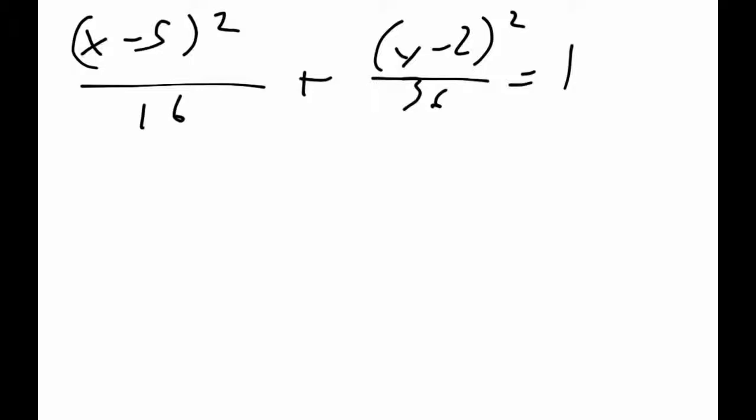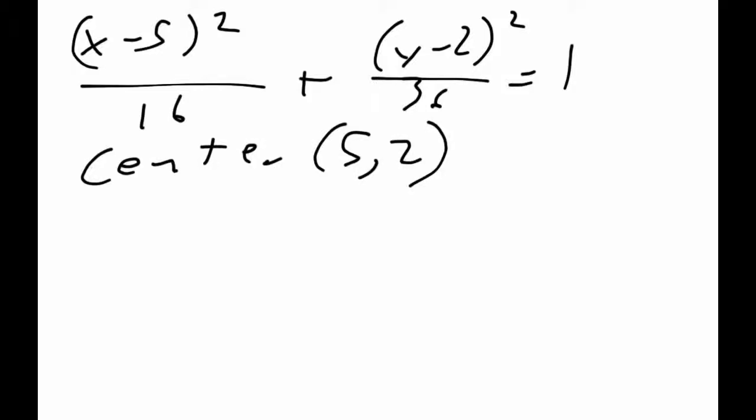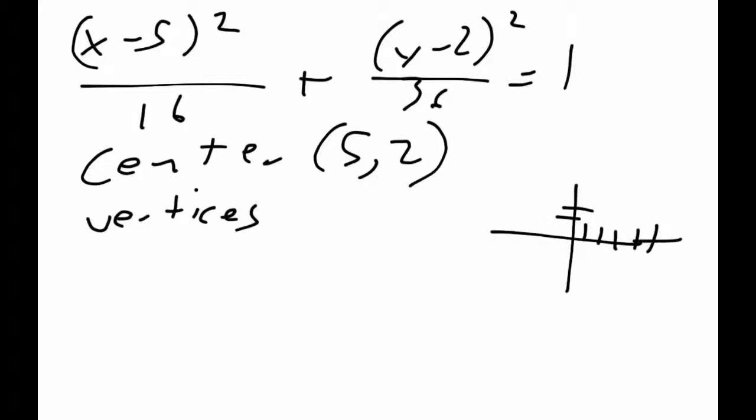Alright, so we're asked for, on this ellipse, the center, the foci, and the vertices. Well, the center is at 5, 2. The vertices, there are 4 of them. And when we graph this, that's 5, 2. And we're going to go left and right 4. So those first two vertices are at 1, 2 and at 9, 2.